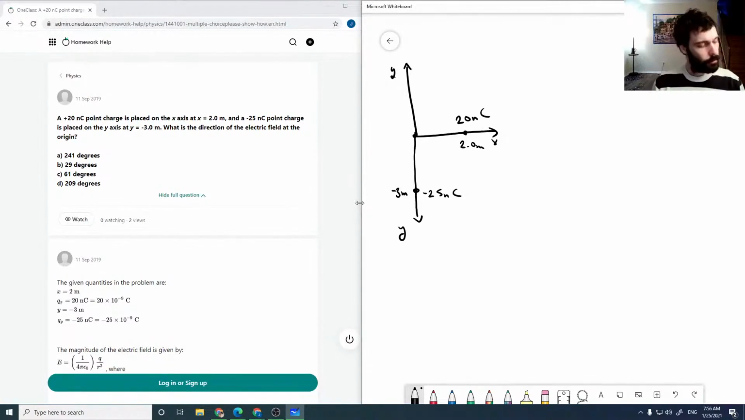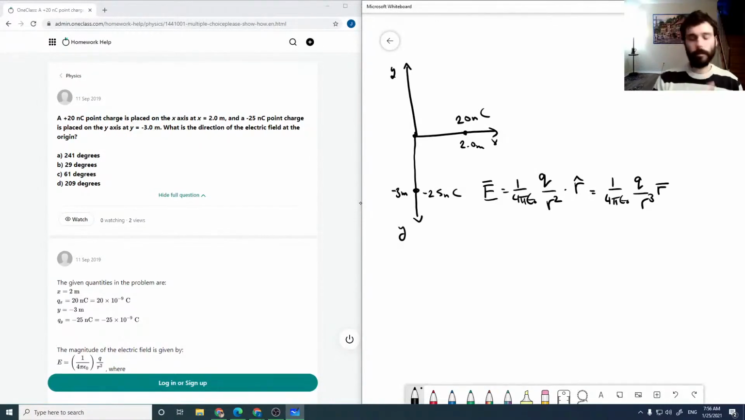at the origin. So electric field is a vector quantity, so it's 1 over 4 pi epsilon naught, the charge over r squared times r hat, which we can write as 1 over 4 pi epsilon naught charge over r cubed times the r vector.